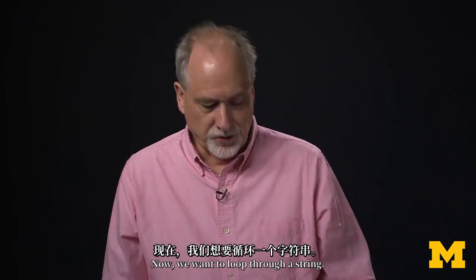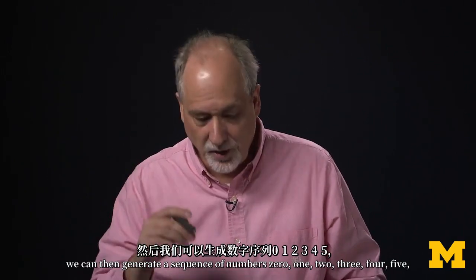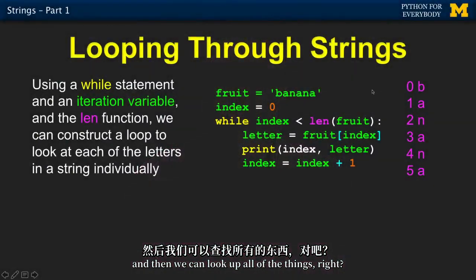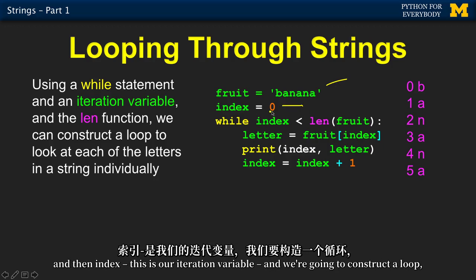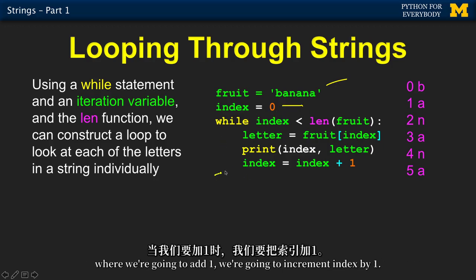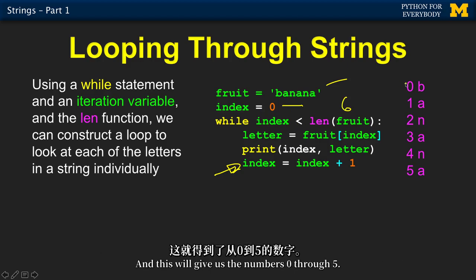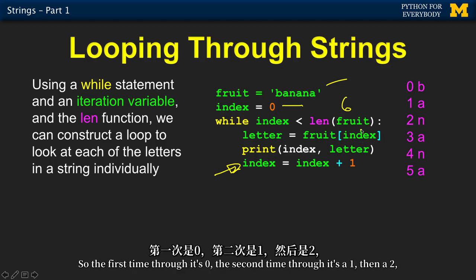Now, we want to loop through a string. Well, given that we can have this index operator, sub, we can then generate a sequence of numbers, 0, 1, 2, 3, 4, 5, and then we can look up all of the things, right? And so to do that, we got fruit, banana, and then index. This is our iteration variable. We're going to construct a loop where we're going to increment index by 1. And then we're going to say while index is less than len of fruit, and that's 6, not 5. And this will give us the numbers 0 through 5. So this loop will run with index being 0 through 5. So the first time through it's 0, the second time through it's a 1, then a 2.